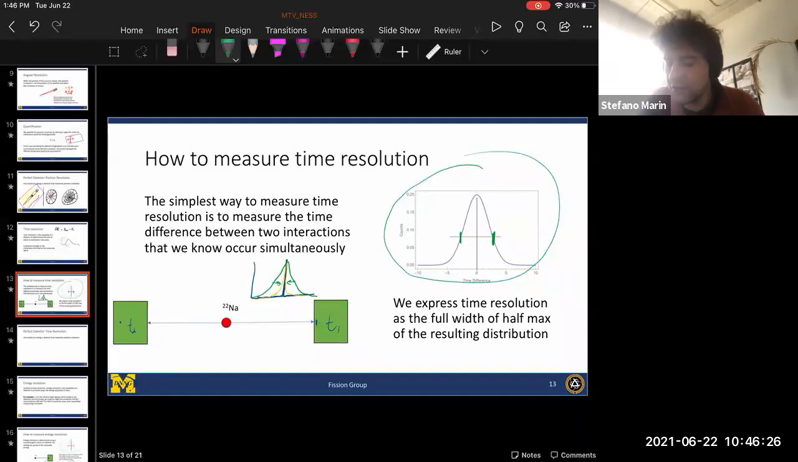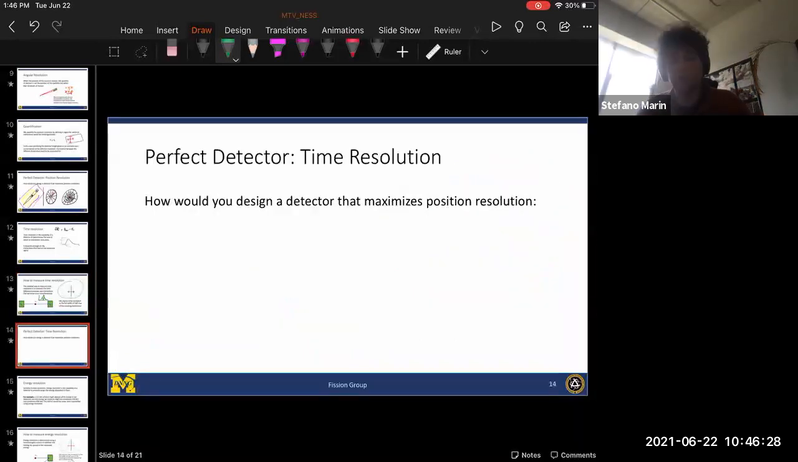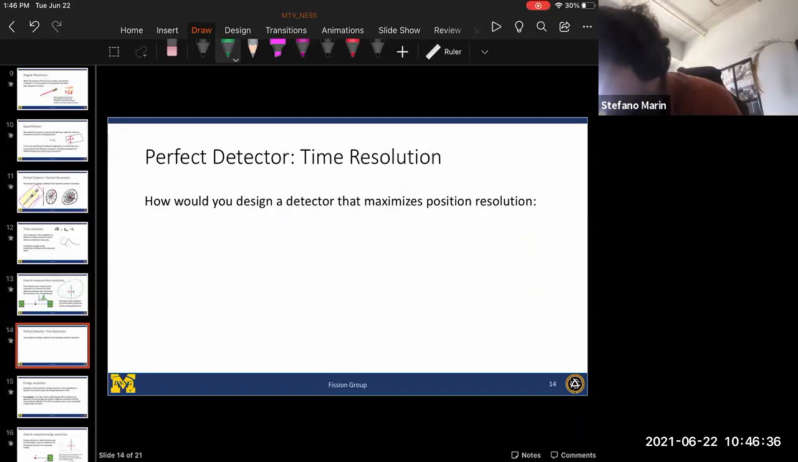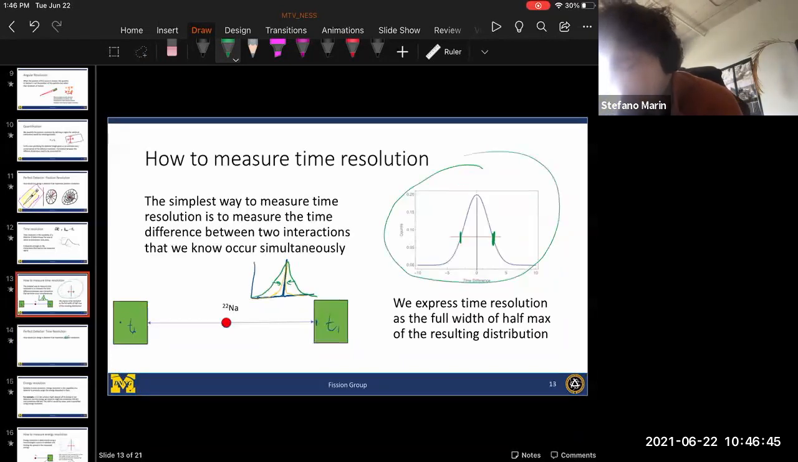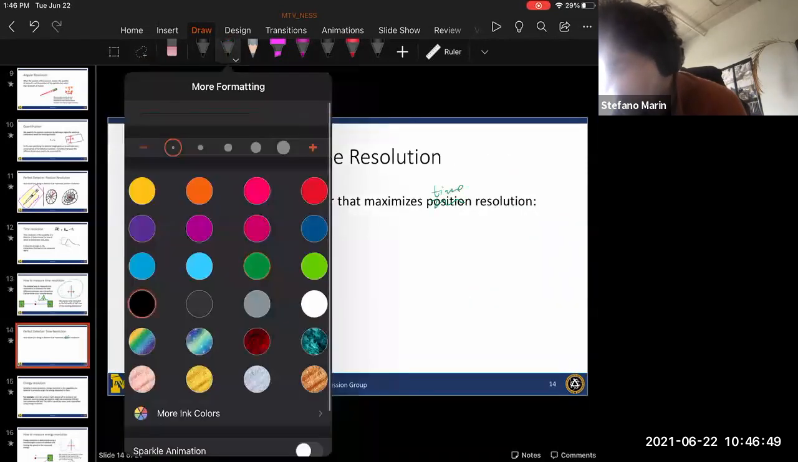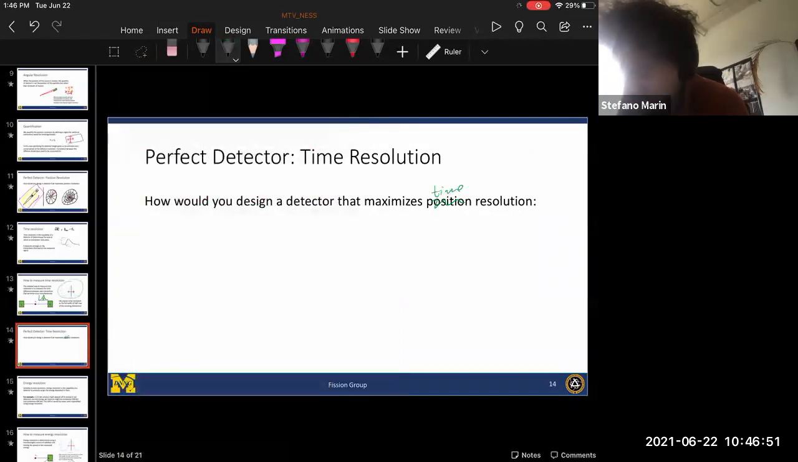And going to the perfect detector for the time resolution. So what is something that is perfect for time resolution? Well, no, this should say time. Sorry about that. Well, if I want to measure something as perfect time resolution, we can go back to this figure here, and we try to take that example and make it as good as possible.